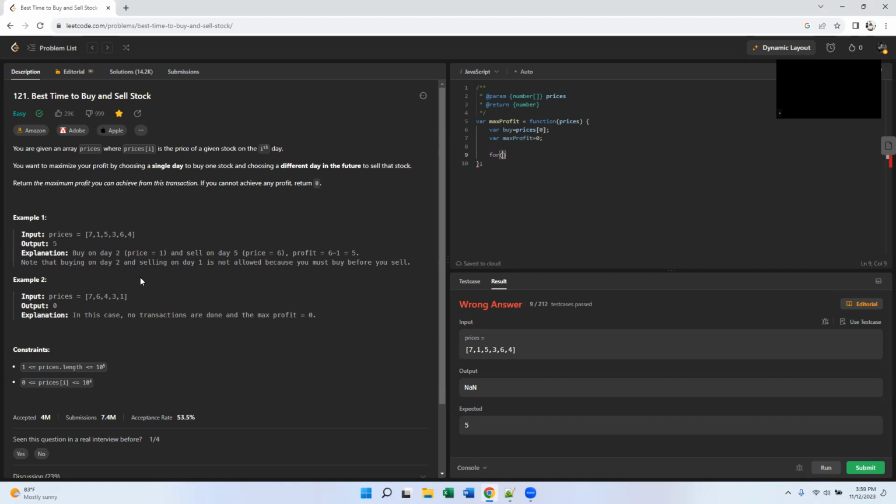Now, let's iterate the array one by one. So if we have already bought on the very first day, from the second day onwards, we can start and see if we can sell it or buy it. That's the option we have on all the remaining items. So let's start from day one, that is item 1. Let i equal to 1. i should be less than input array dot length, and i plus plus.